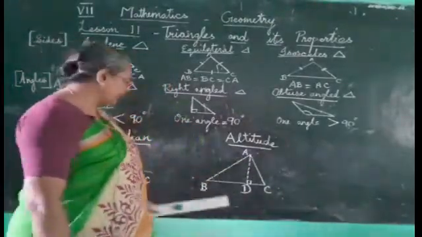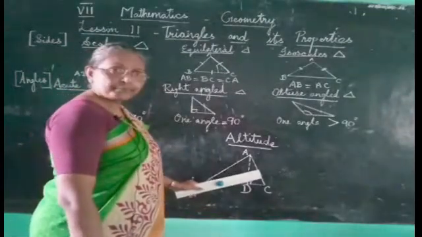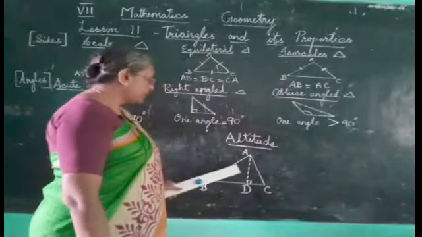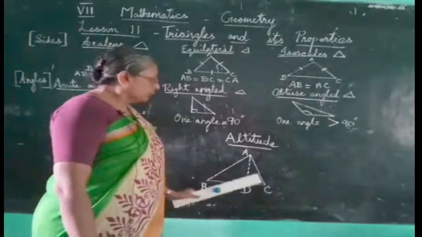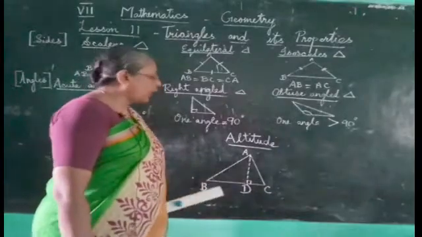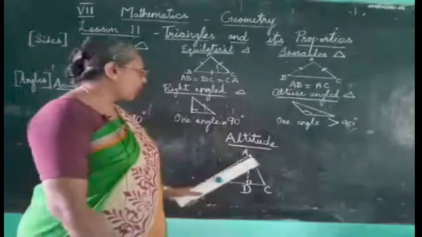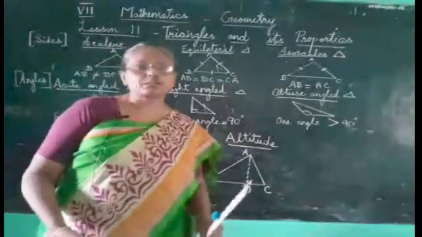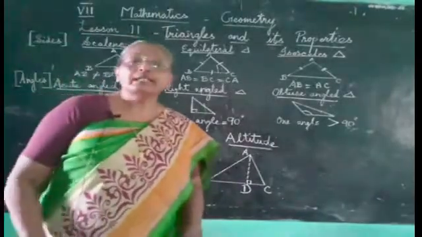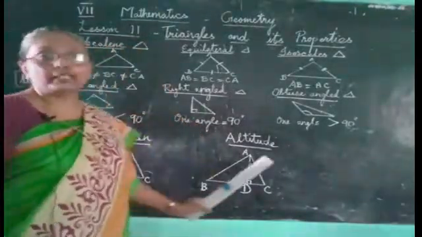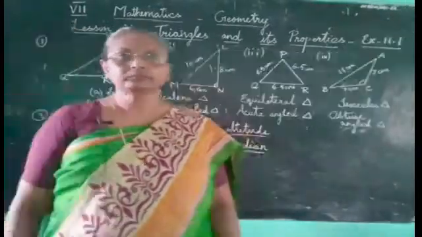In the same way, we can draw perpendiculars from B to AC and from C to AB. So such lines are also called altitudes. So we have 3 altitudes for any triangle. 3 altitudes can be drawn for any triangle. We have 3 medians as well as 3 altitudes for any triangle.